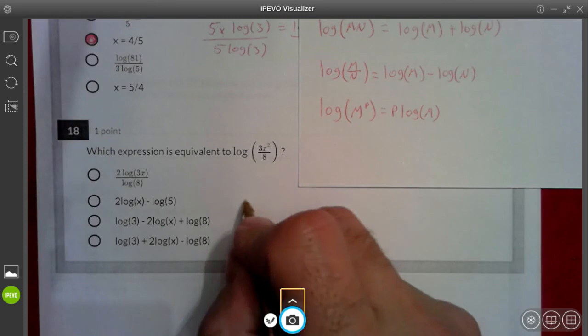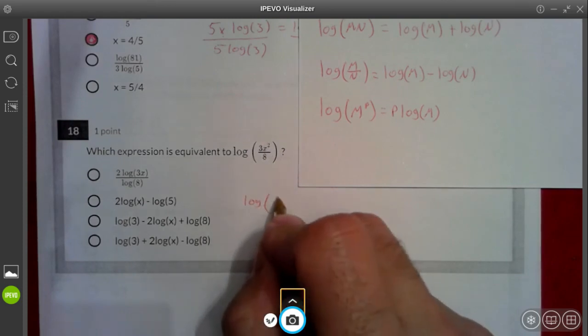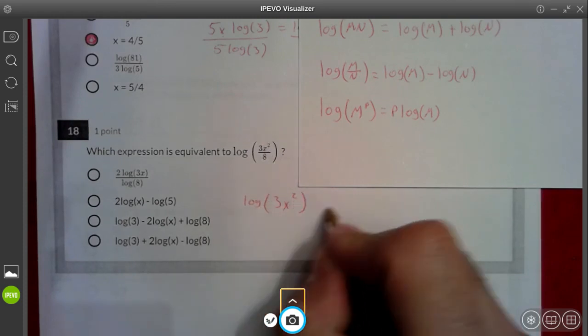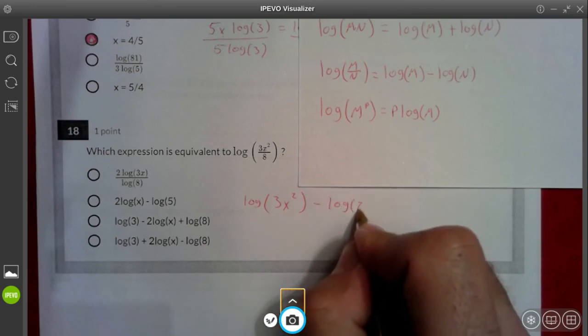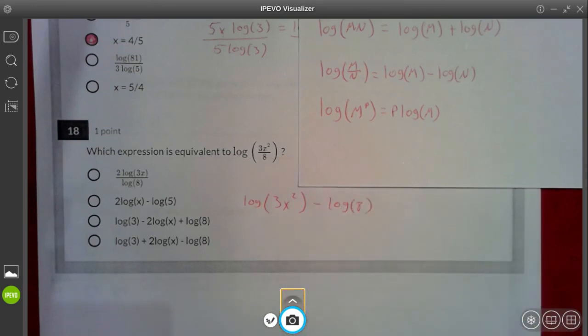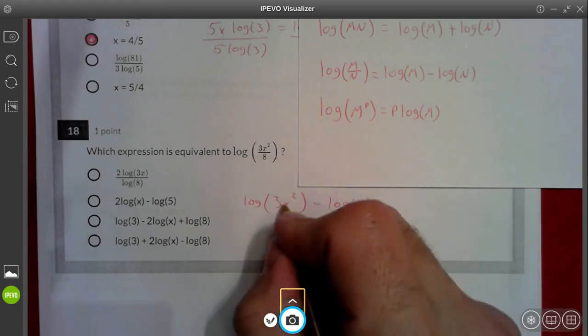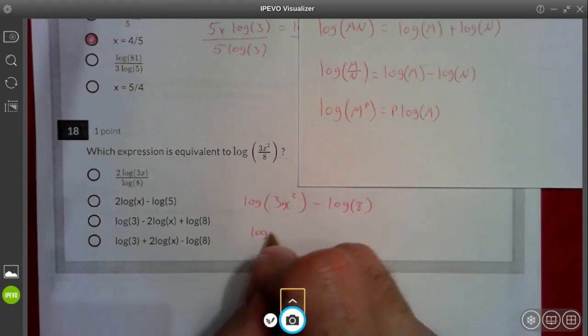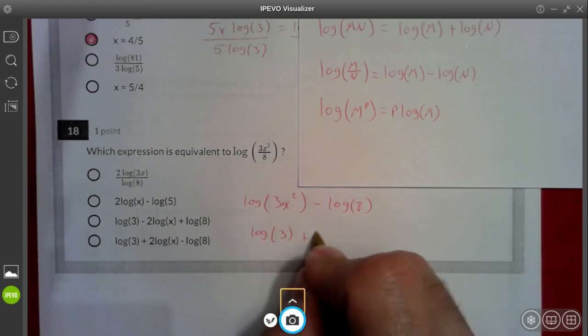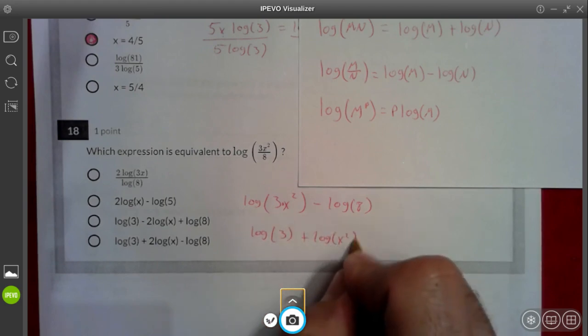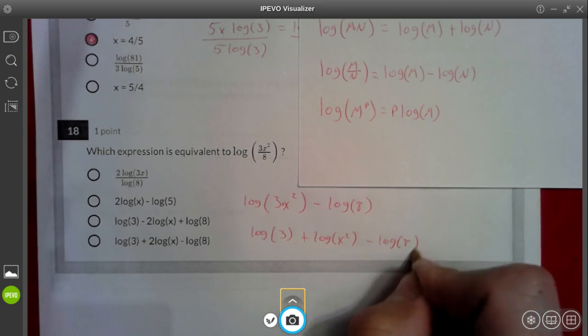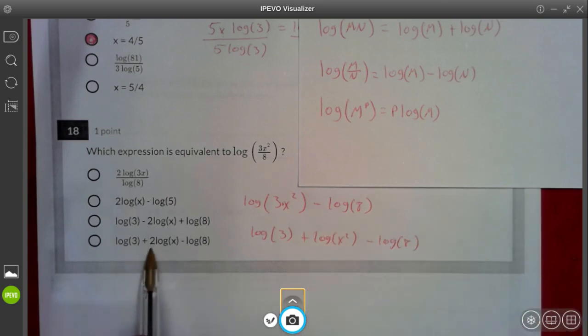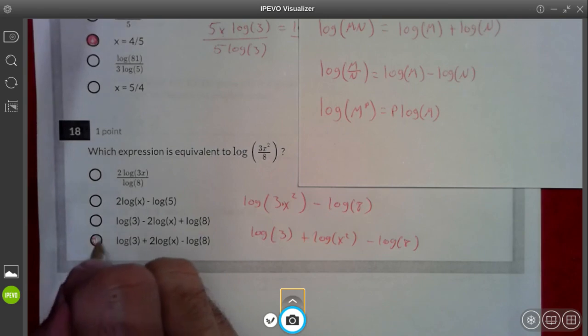The log of a division statement will separate out as the log of the top minus the log of the bottom. And honestly, that's all that you have to do to answer this one. As soon as you see that negative log 8, you should be keyed in on that one. We would separate these two out because they're being multiplied. It would be log 3 plus log x squared. And then you could bring down your exponent as that 2 there. And that would finish it off.